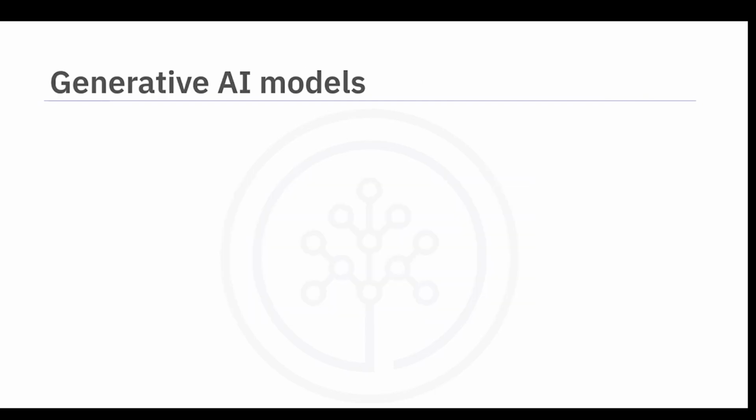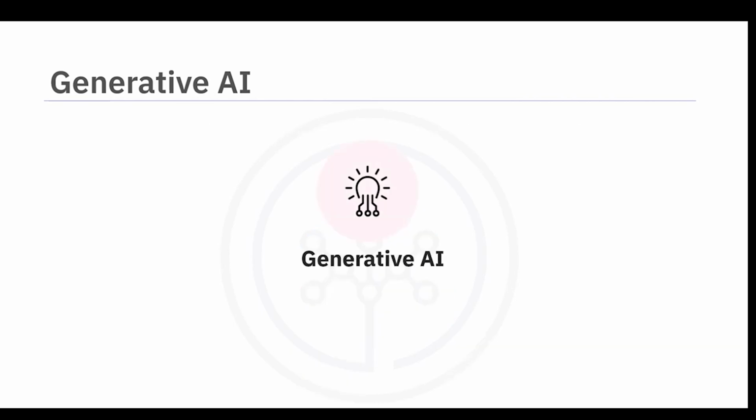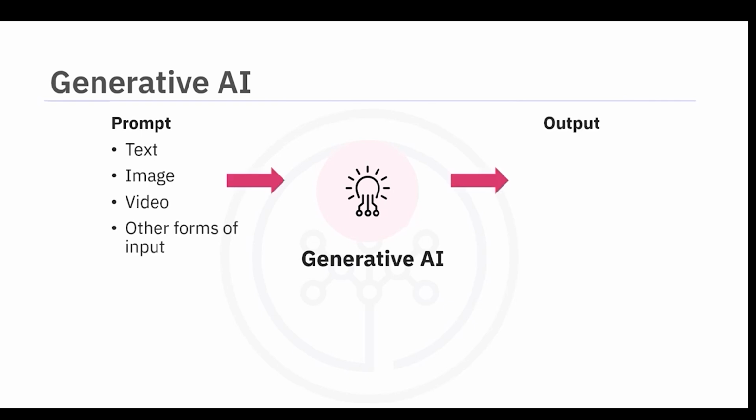Generative AI models learn to generate new content based on the training data. They can capture the underlying distribution of the training data and generate novel data instances. Generative AI starts with a prompt. This can be text, an image, video, or any other input that the model can process. As an output, the model generates new content, including text, images, audio, video, code, and data.